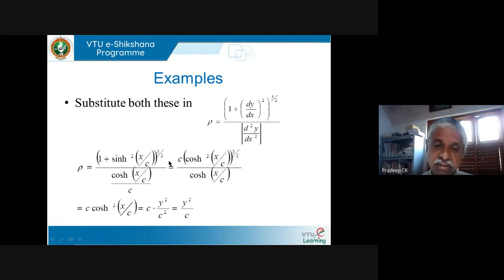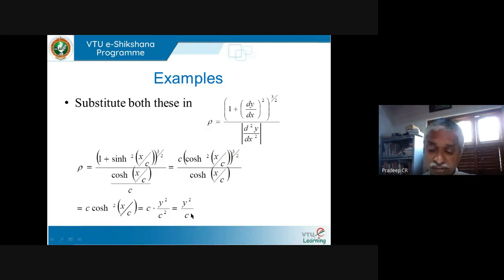So this is c. The numerator is (cosh²)^(3/2) divided by cosh(x/c). (cosh²) to the power of 3/2, the 2 will get cancelled and I'll get cosh³. But the denominator has one cosh, so they'll get cancelled and I'll get c cosh²(x/c). But cosh(x/c) is y/c, so its square is y²/c². So when c gets cancelled, I'll get y²/c. So the expression for radius of curvature is y²/c.